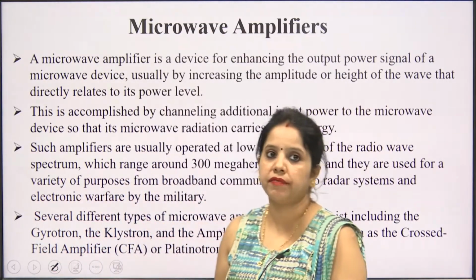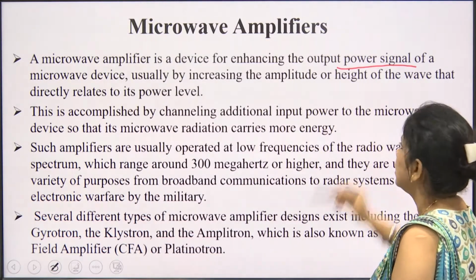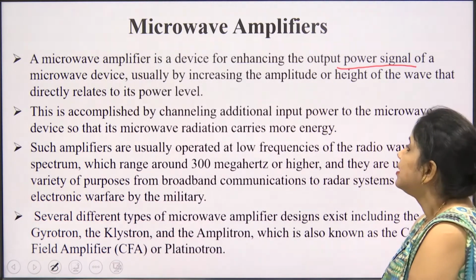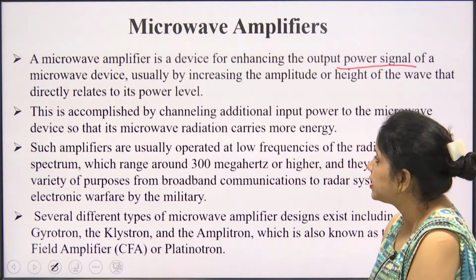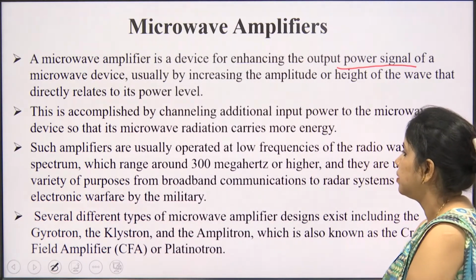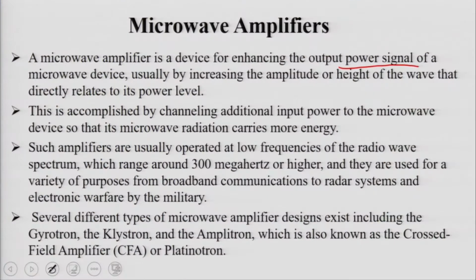Now comes the microwave amplifiers. A microwave amplifier is a device for enhancing the output power signal of microwave devices, usually by increasing the amplitude or height of the wave that directly relates to the power level. This is accomplished by channeling additional input power to the microwave device, so that the microwave radiation carries more energy. Basically these amplifiers are the klystron, amplitron, crossed field amplifier, gyrotron, which we have already discussed in unit 3. All are examples of microwave amplifiers.